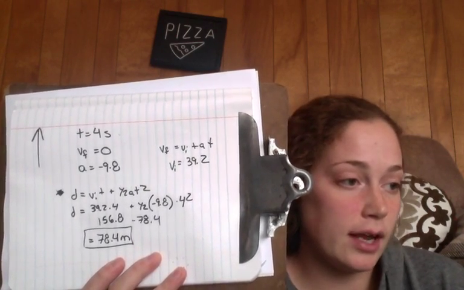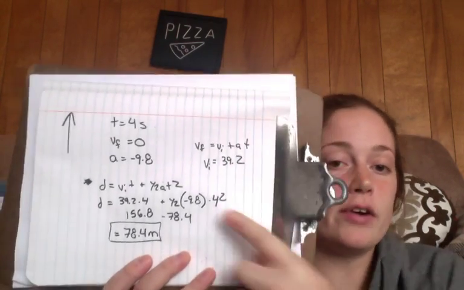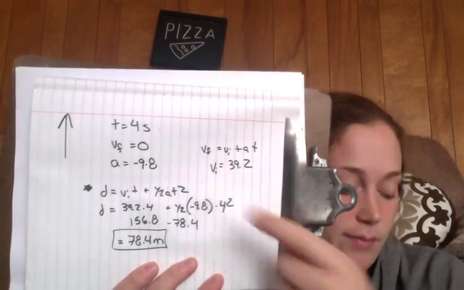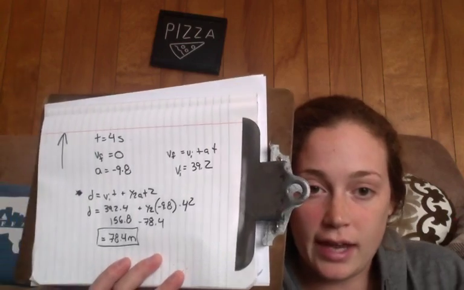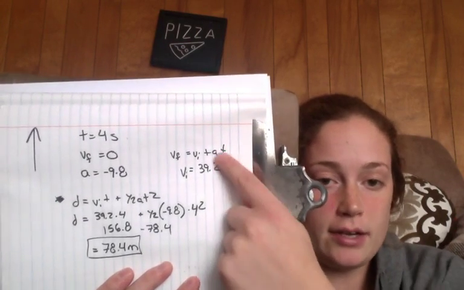No, you should never get a negative distance. So then over here, I have to use VI, because I have to solve for VI, because every single equation has a VI in it. So when I do that, again, I just plug in my numbers.